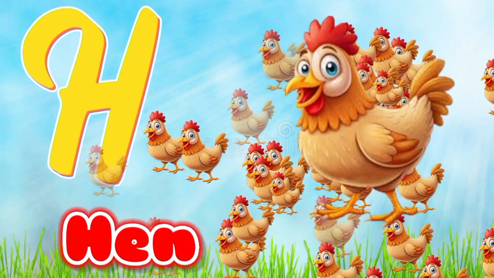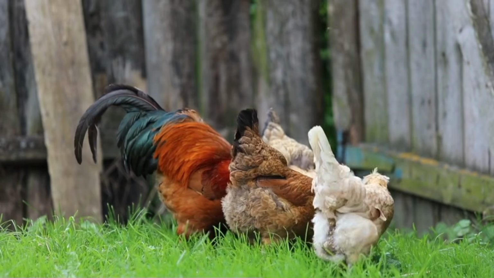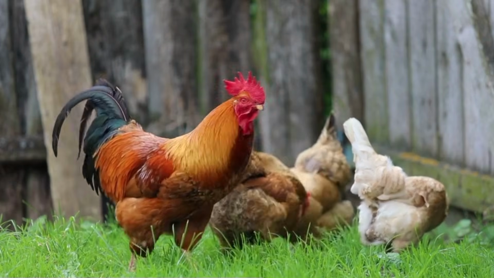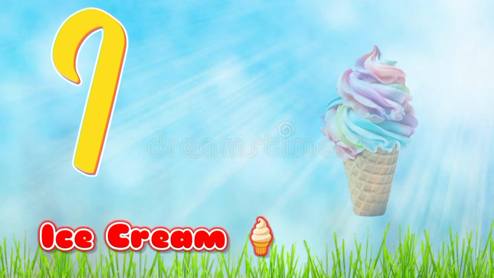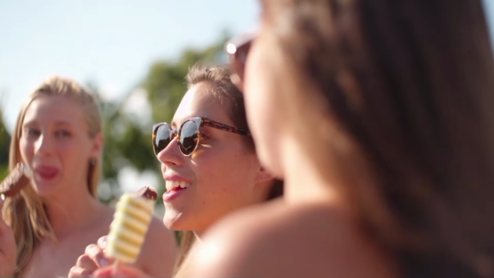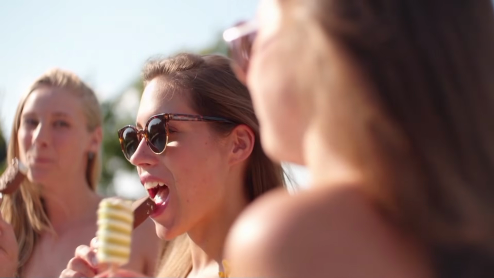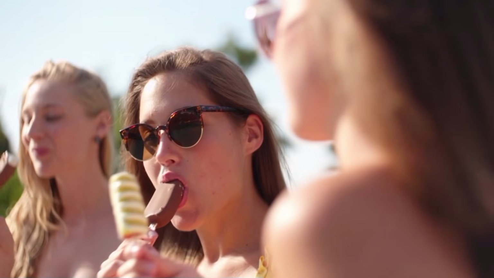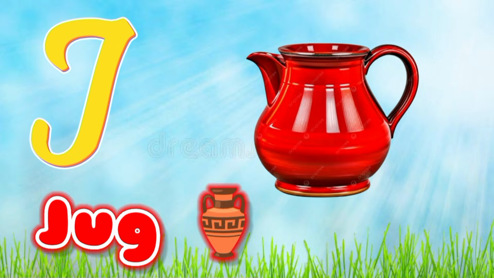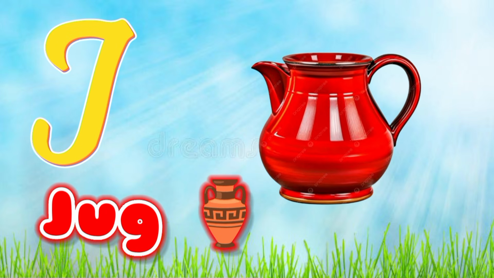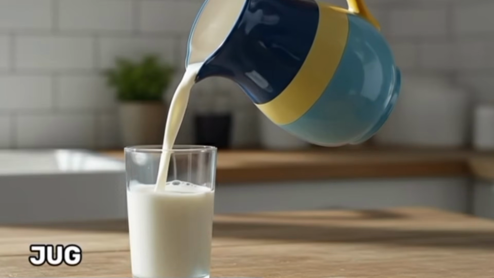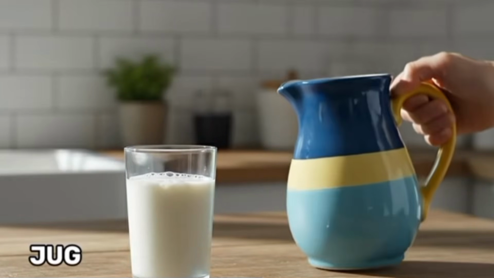H for hen. A, B, C, I for ice cream. J, K, L, M, N, O, P, Q, R, S, T, U, V, W, X, Y, and Z. J for jug. ABCs. Next time, won't you sing with me?